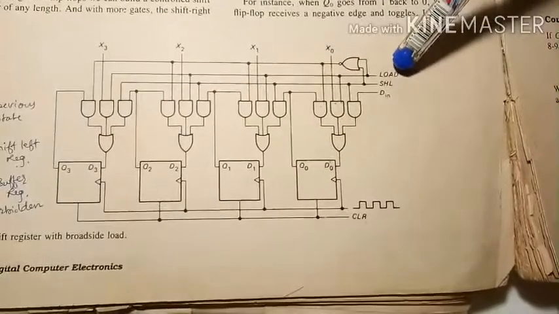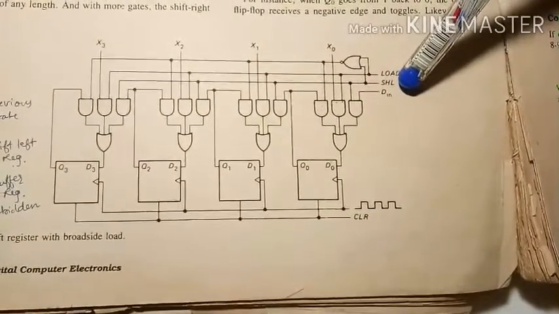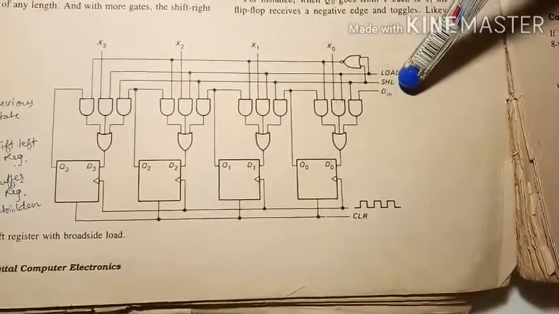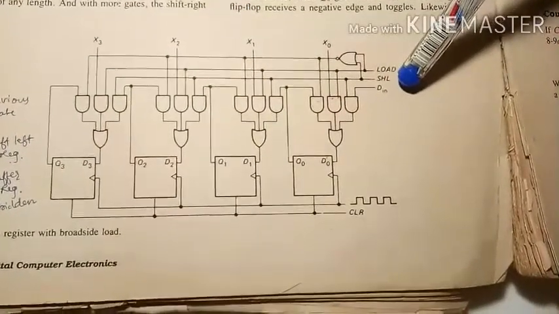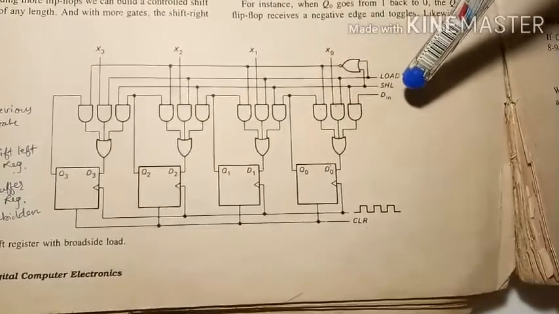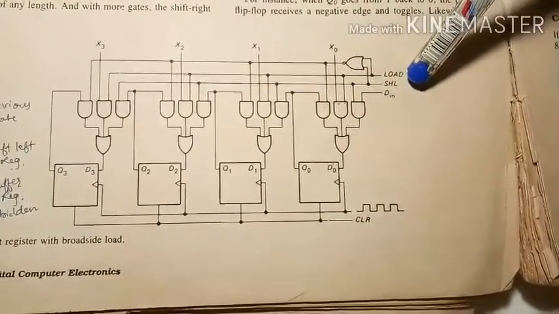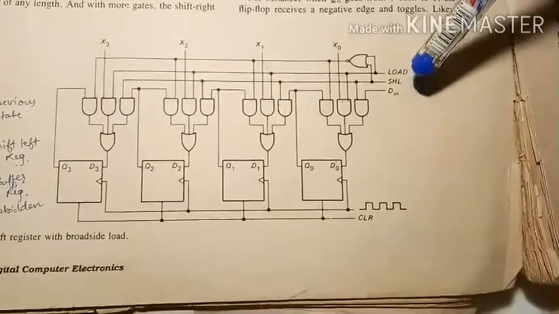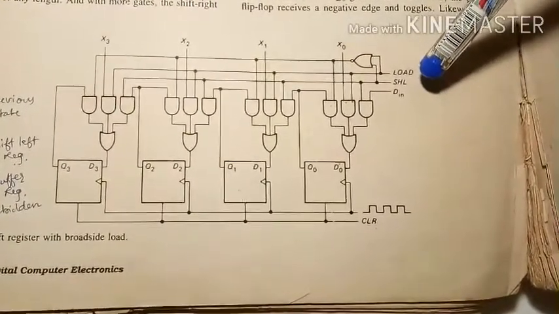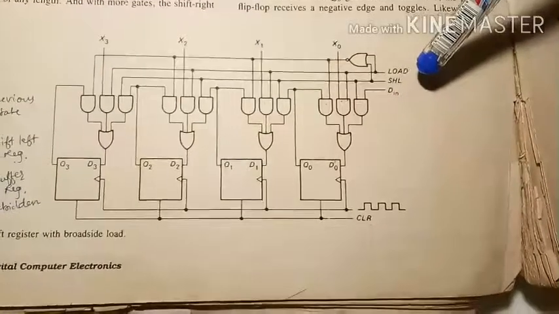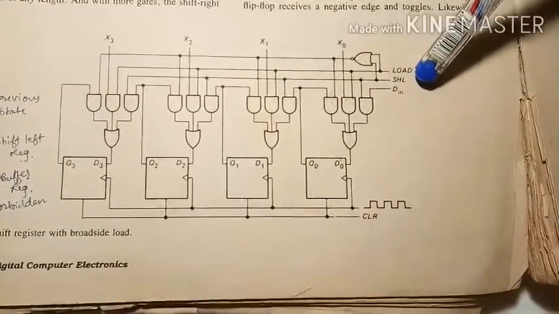When load is low and SHL is high, the second case, then the circuit acts like the shift left register. It means when load is 0 and SHL is high, previously we have studied the serial loading, serial shift left register. It will work like the same circuit.